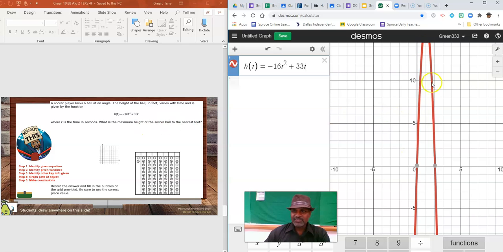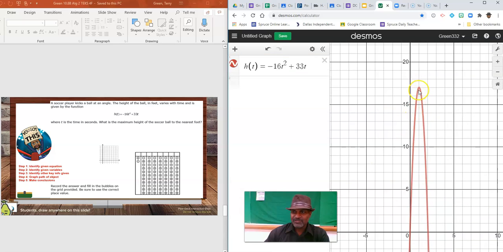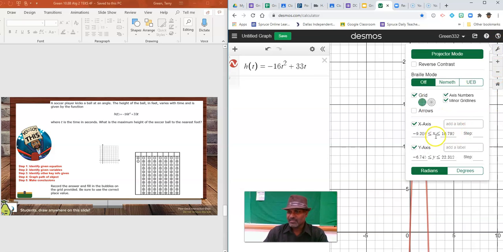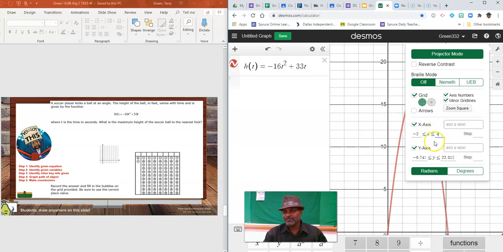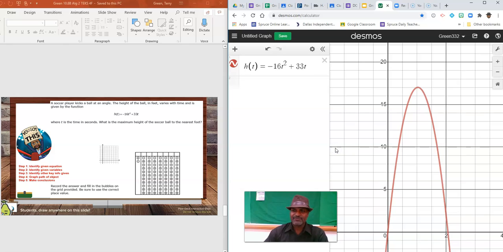So this equation, this graph, gives the height. We just need to find the maximum height. In other words, that right there. I don't necessarily have to make the graph pretty, but you know me, I just want to. I'm going to let my x-axis go from -2 to about 4, just so I can get a nice pretty graph. See how that's a nice graph, real easy to read.